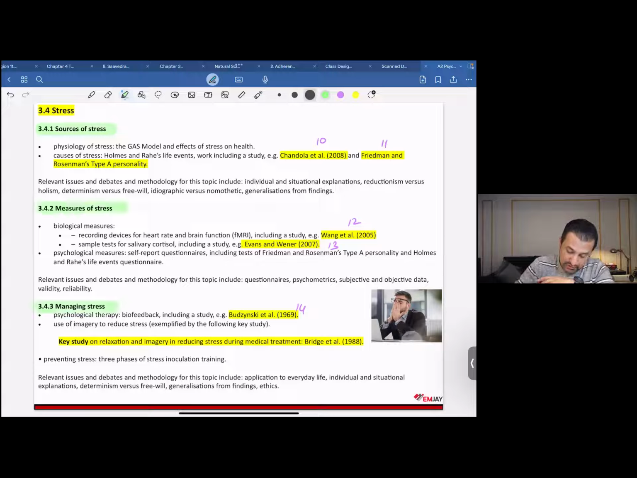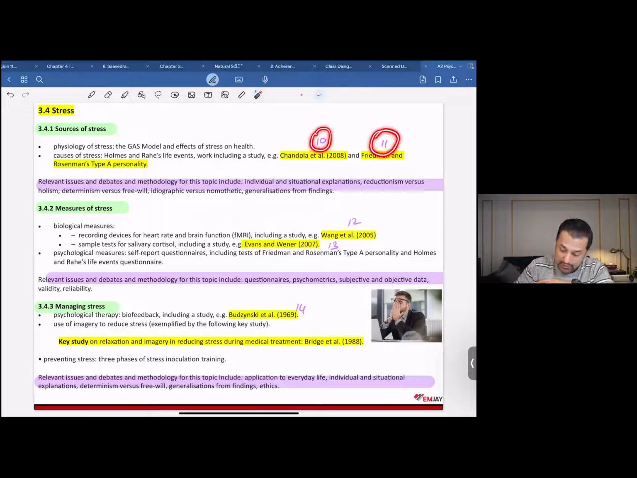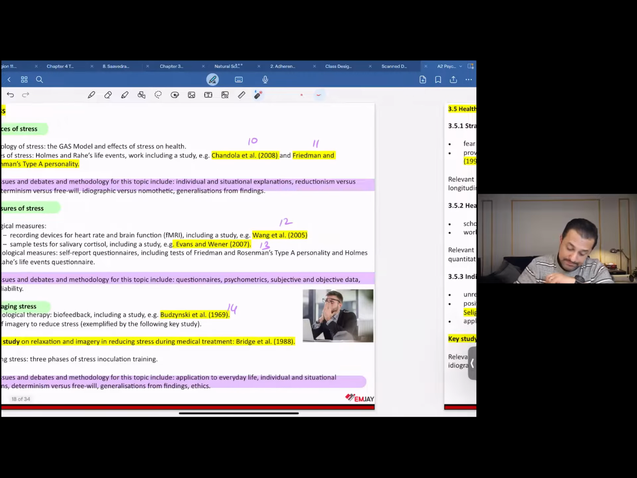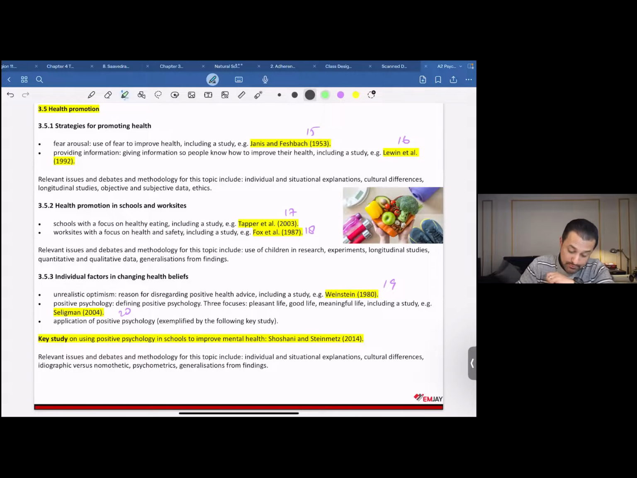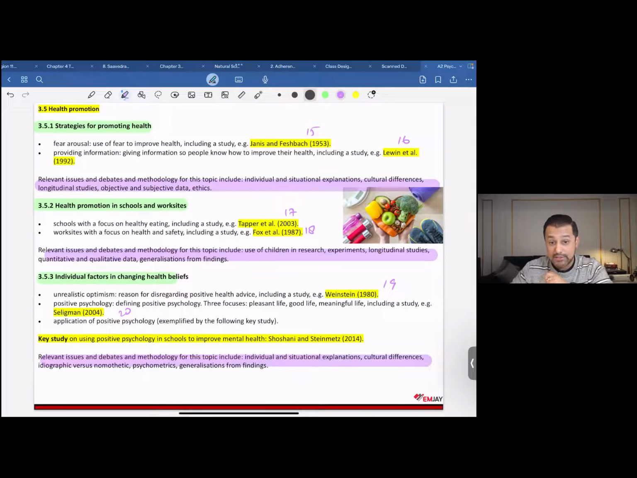Here you go. Green signifies different sections. Purple signifies relevant issues and debates. And these numbers over here, that is 10, 11, 12, 13, 14, all of these signify example studies. And this is the key study. Now, these studies have been a part of the syllabus earlier as well, so you might be able to gather some content on them from the older past paper questions. The last unit that we have, or the last chapter, is health promotion. Highlighted in green are the sections, highlighted in purple are the relevant issues and debates and methodology.